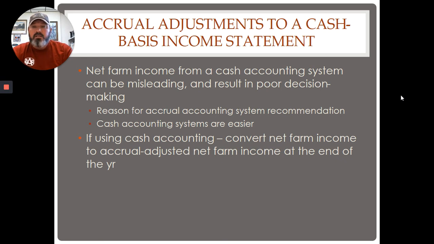If you're using cash accounting, you might want to convert that net farm income to an accrual adjusted number at the end of the year, so you know whether you in fact made money in each and every successive year, with all the revenues and all the expenses targeted and tracked to that specific production year. That's really important to know, whether you're making money on a regular basis or not.